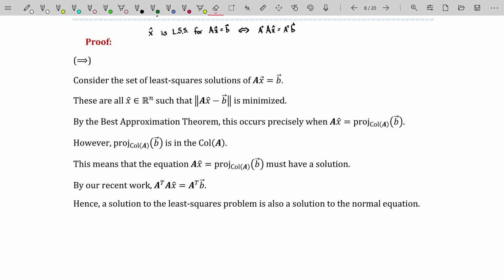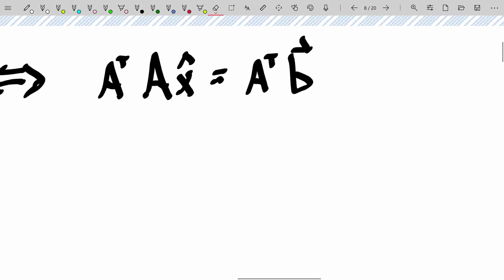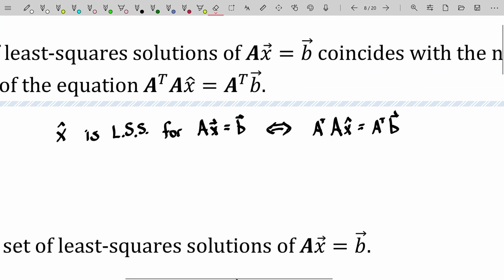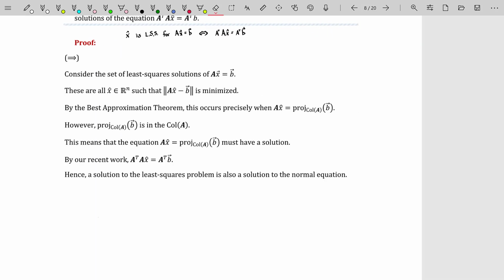Now let's go ahead and prove it the other way. We'll assume that A transpose A times X hat is equal to A transpose B, and we'll want to arrive at the fact that that will imply X hat must be a least squares solution to AX equals B. That's actually a really cool proof so far.